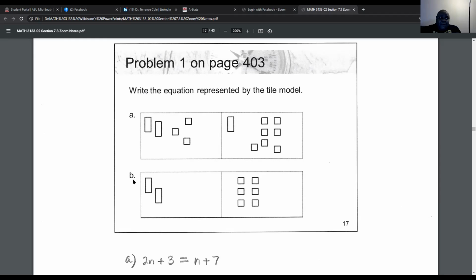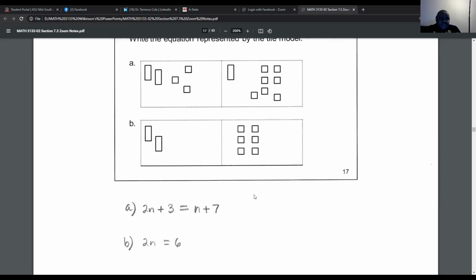Okay. Now part B looks like this. You've got 2 n tiles. That's 2n. On the right side, you've got 6 one tiles. That's 6. So that's simply the equation 2n equals 6. So that would be the equation represented by that tile model.